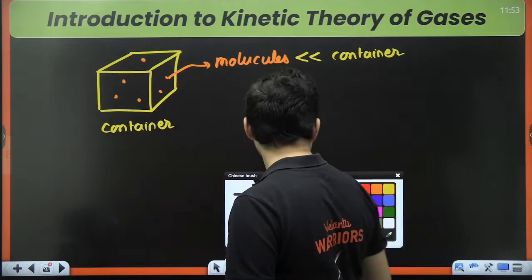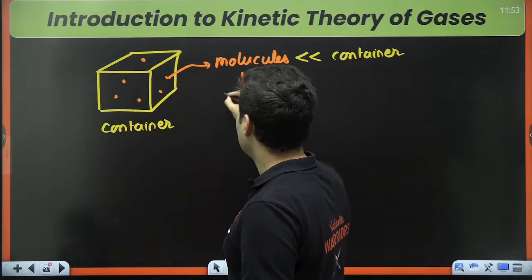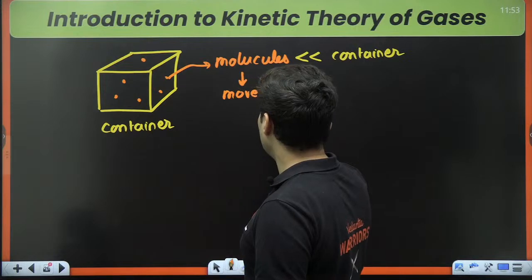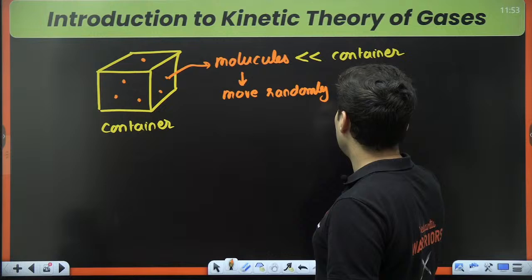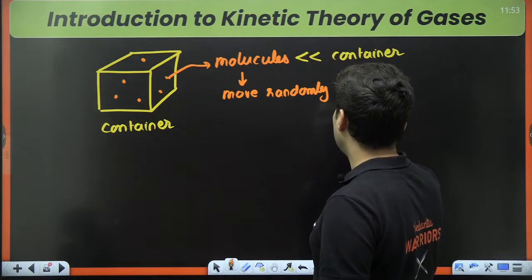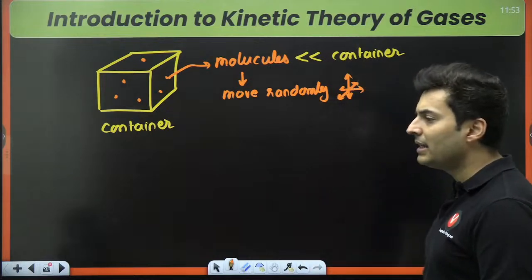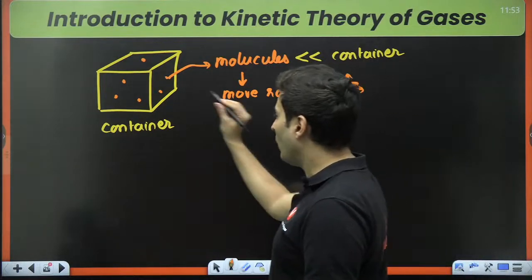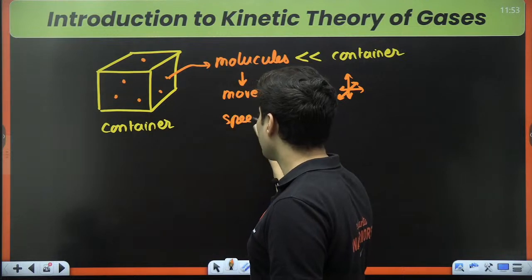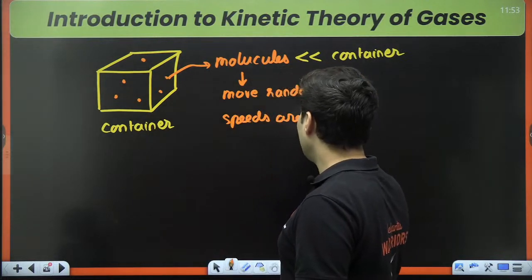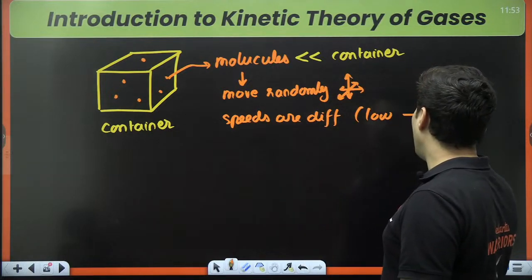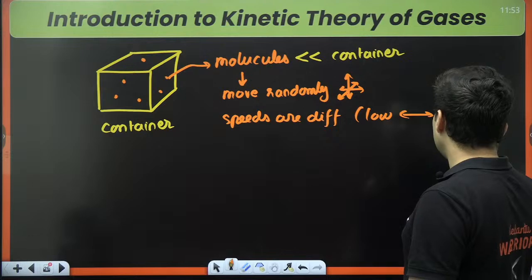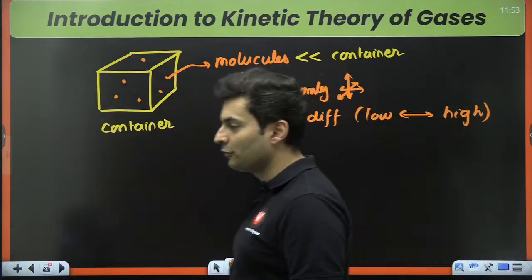Not just that, these molecules move randomly. They move randomly and there is equal distribution in all the directions, whether it is up, down, left, right, front, back, doesn't matter. There is equal probability in all the directions. Keep that in mind. Also, the speeds are very, very different. Some are very low speed, some are very high speed. So there is a range of speeds with which these molecules move.